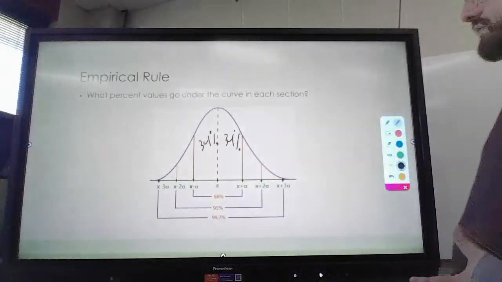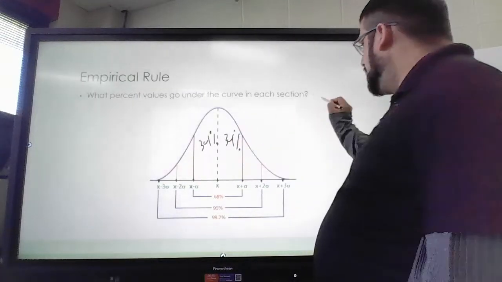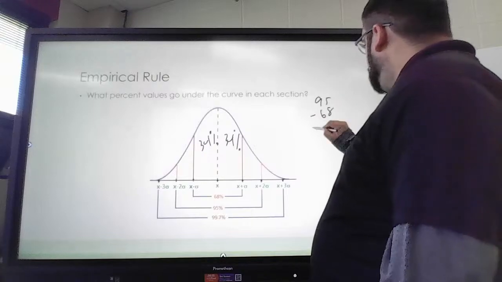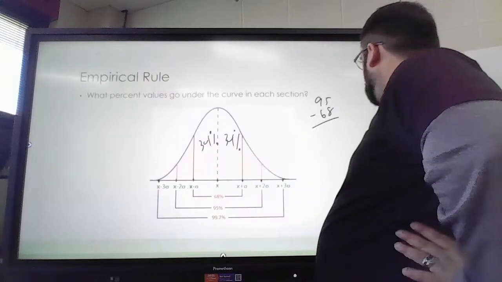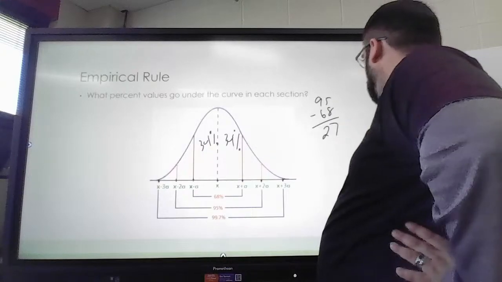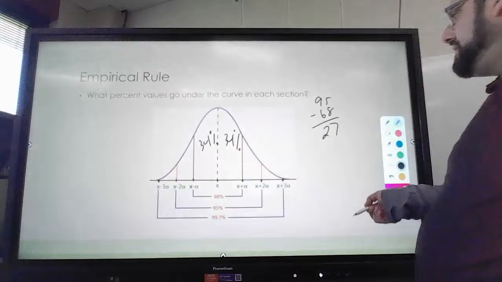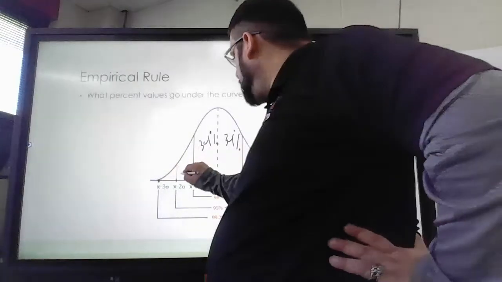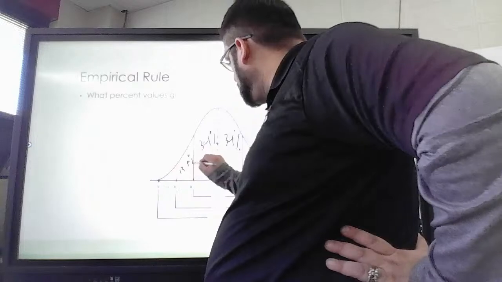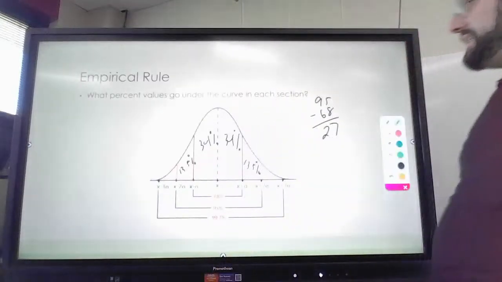Now, when we go out further to that 95% of the data, well, I already have 68 here, which means that the remaining 2 pieces, that's about 27%. Well, that's for both of these, so I got to divide that in half for each section. So that's about 13.5% for these little guys right here.